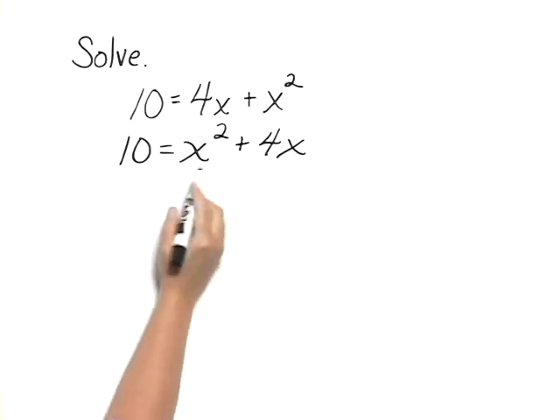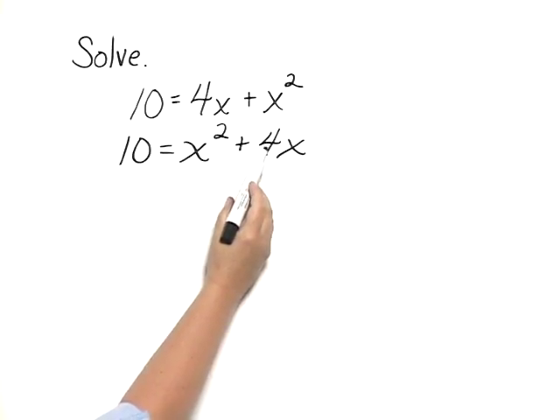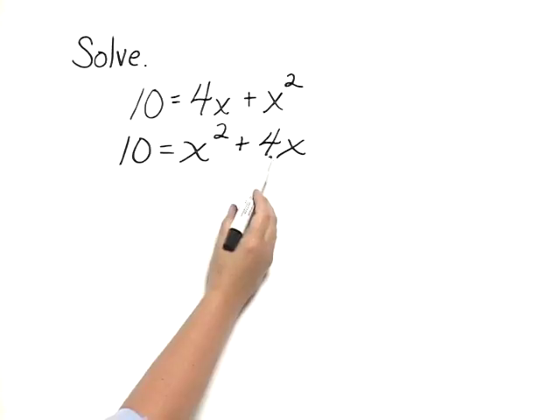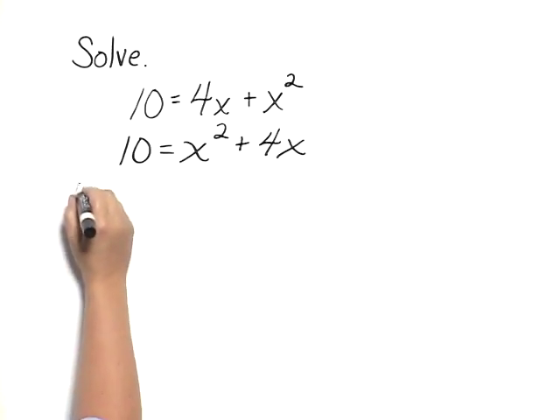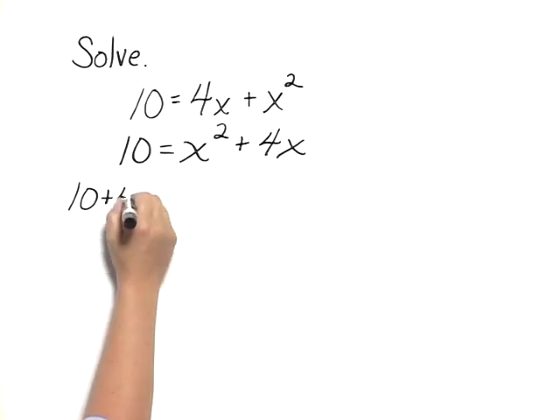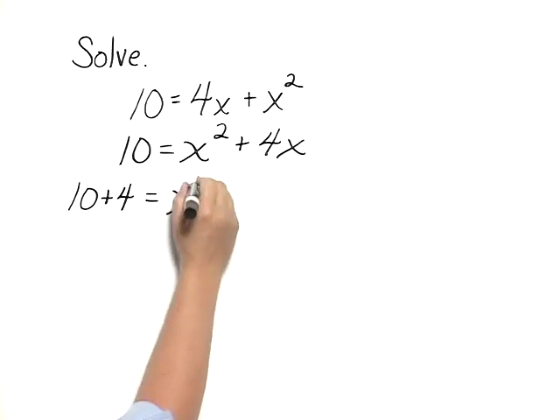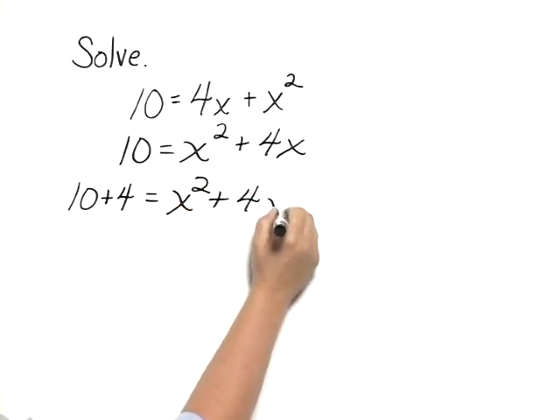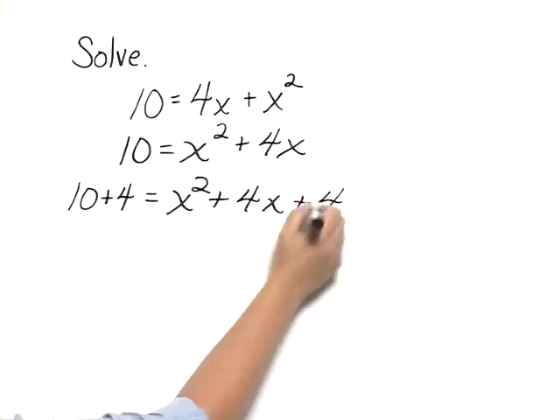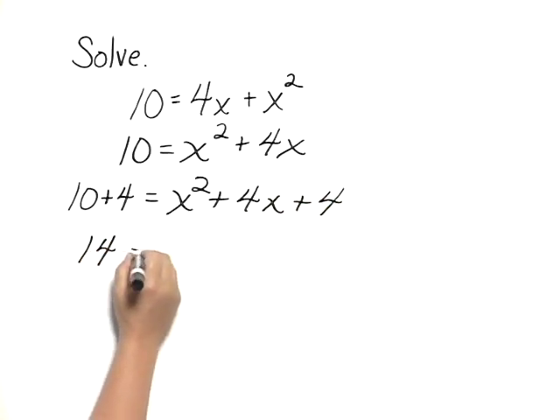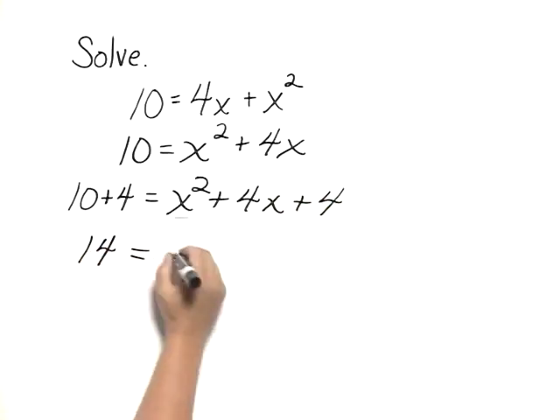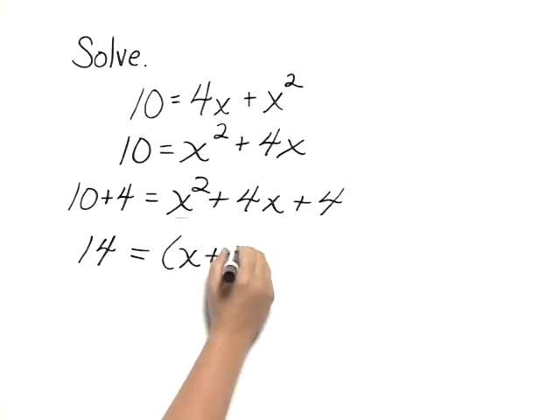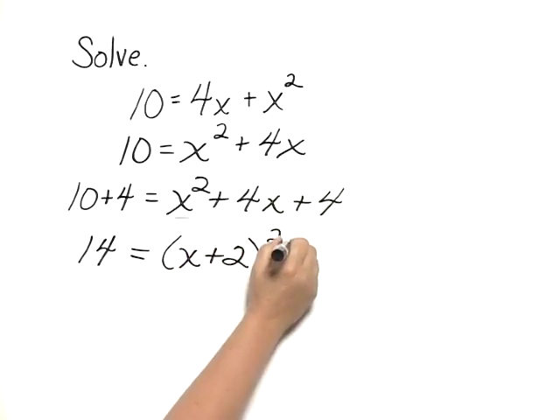So we can complete the square by adding to both sides half of 4 squared. 4 divided by 2 is 2. 2 squared is 4. So I'm going to add 4 to both sides of the equation. And when I do, I get 14 equals, and then this factors as x plus 2 squared.